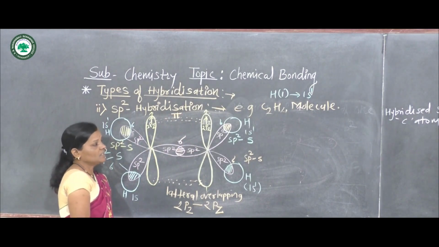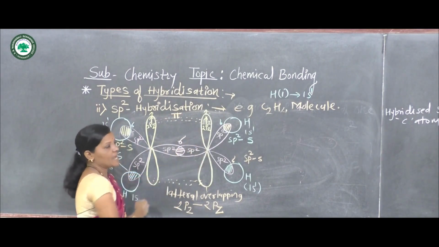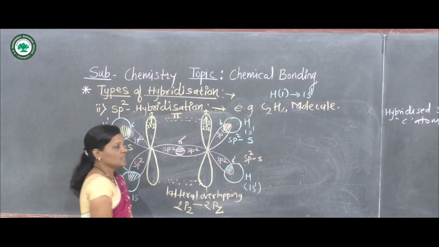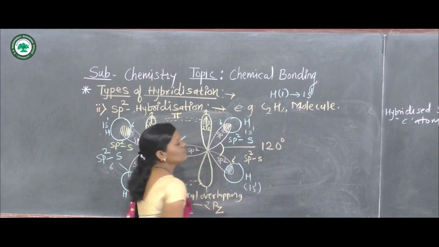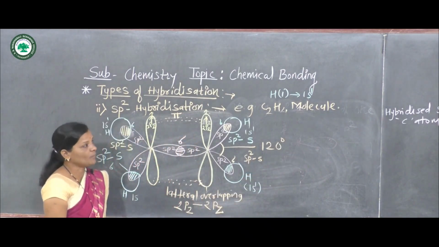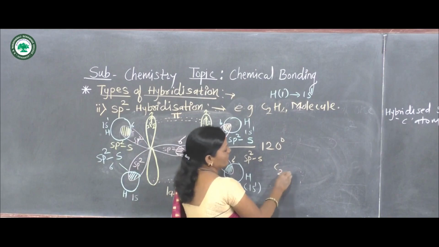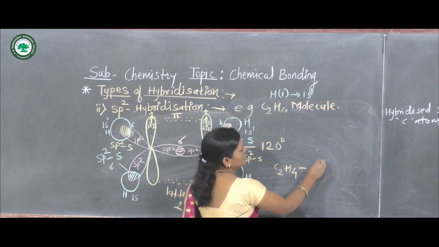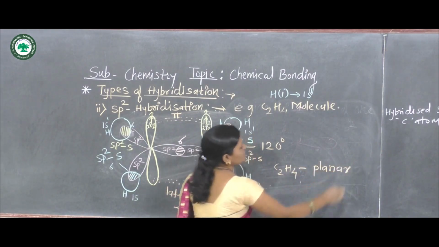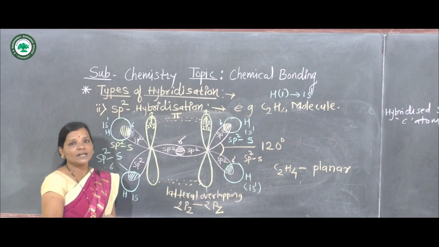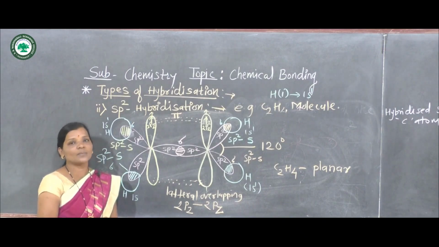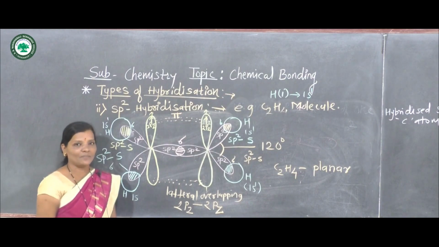And here the bond angles between H-C-H, all bond angles are found to be 120 degrees, and the geometry of this C2H4 molecule is planar, with bond angle 120 degrees. In this way the C2H4 molecule, in which carbon shows sp2 hybridization, we have seen here. Thank you.